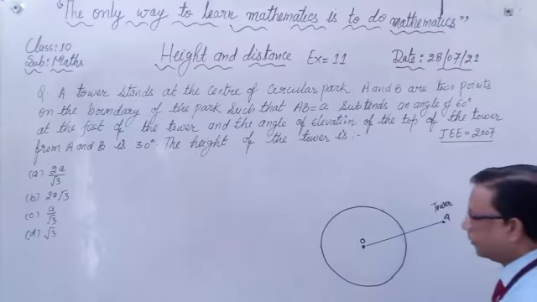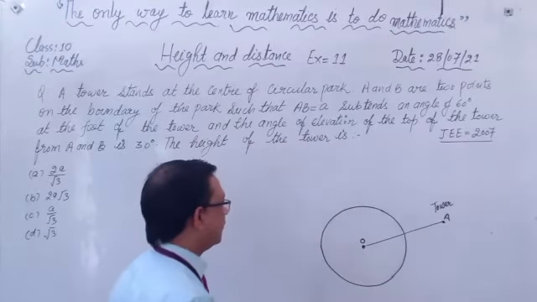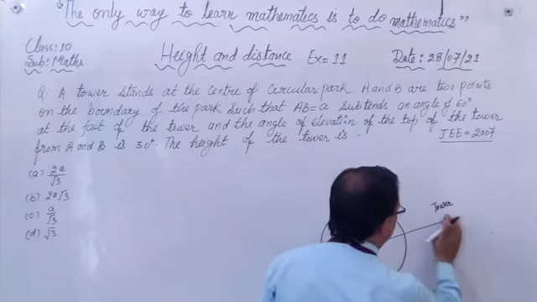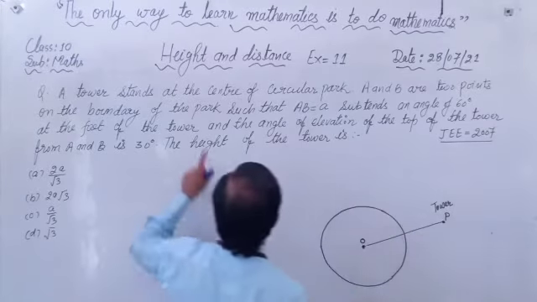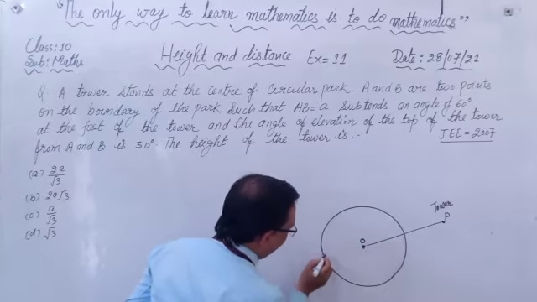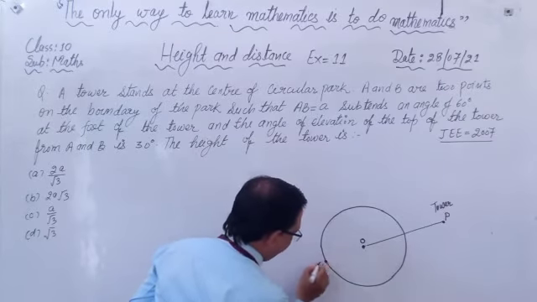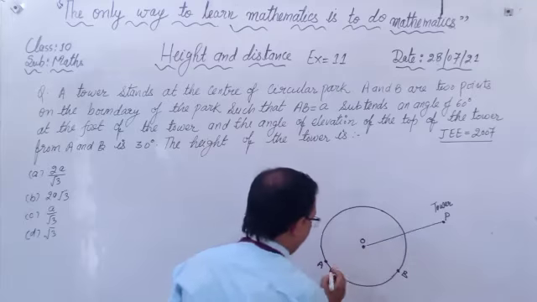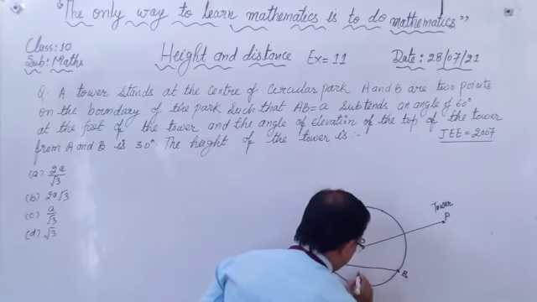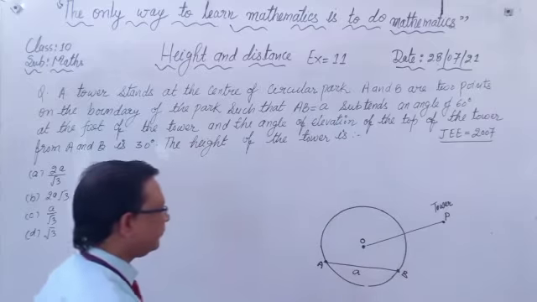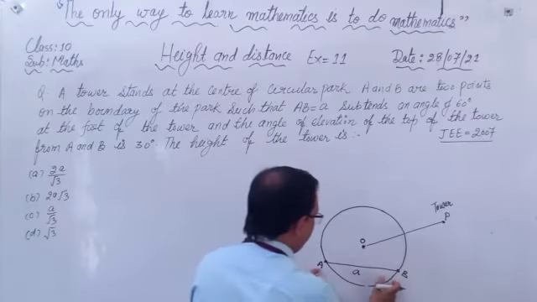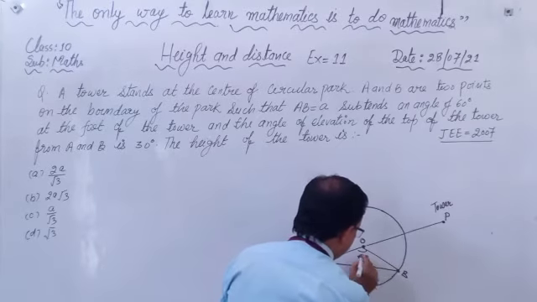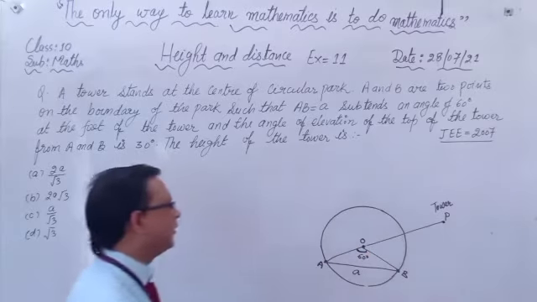We have 2 points, A and B. Here suppose we take tower PQ because AB is given. Let here be a point A and here a point B, and AB is given as a. And this AB makes an angle of 60 degrees at the center.